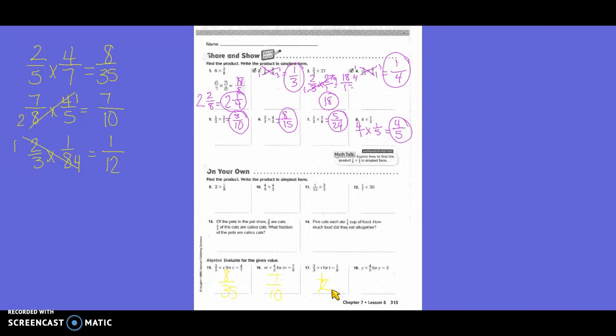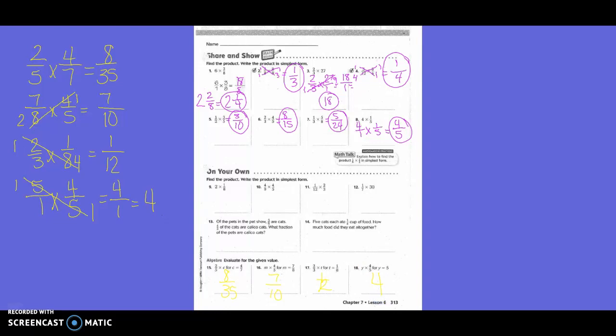Number 18, y times 4/5. And for y, they're substituting 5. So how do I write that? 5 over 1 times 4/5. Can I simplify before I begin? Yes. What am I crossing out? The 5 and the 5. What goes into both? 5. 5 goes into 5 once. 1 times 4 is 4. 1 times 1 is 1. So 1 goes into 4 how many times? 4 times. Can I simplify that? No. My answer is 4.